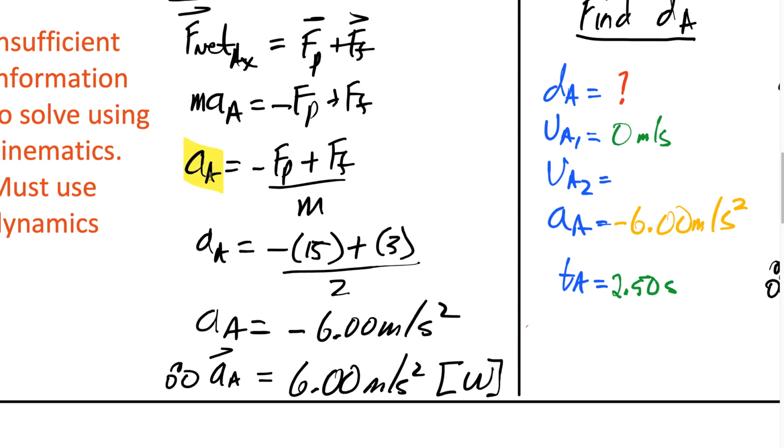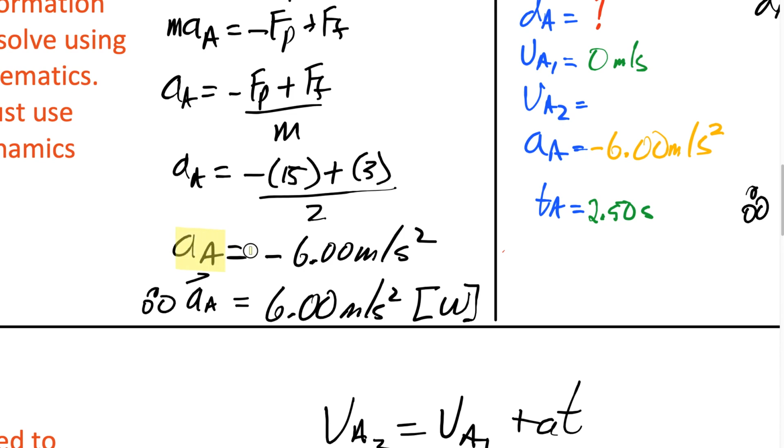Isolating for the acceleration in section A, we divide both sides by m, substituting in, and we get an acceleration of -6 meters per second squared, or 6 meters per second squared towards the west, which is expected because the push overwhelms the friction.